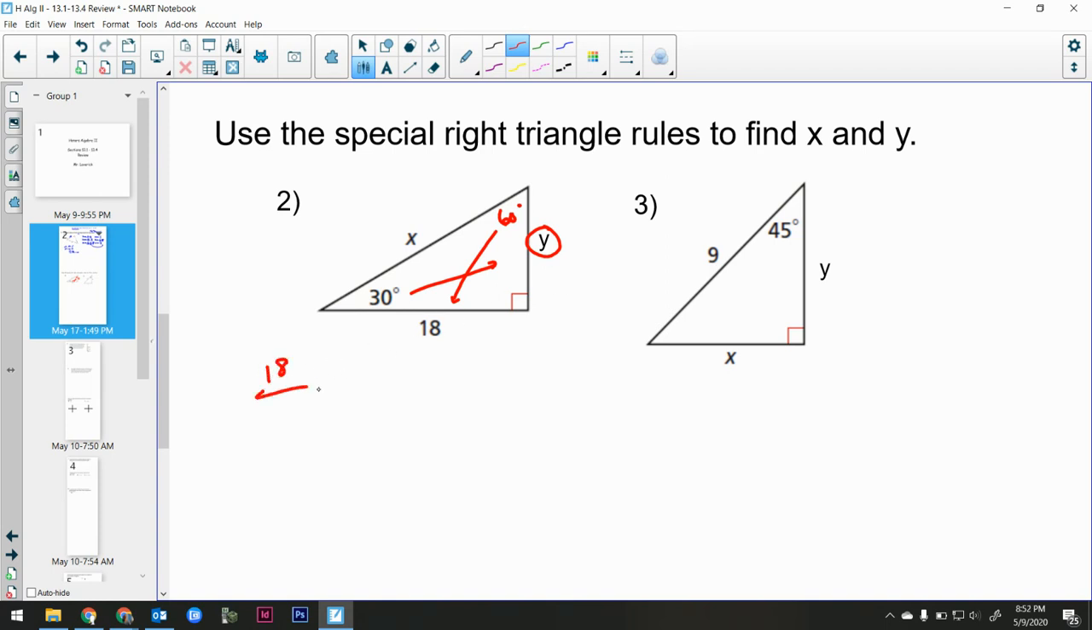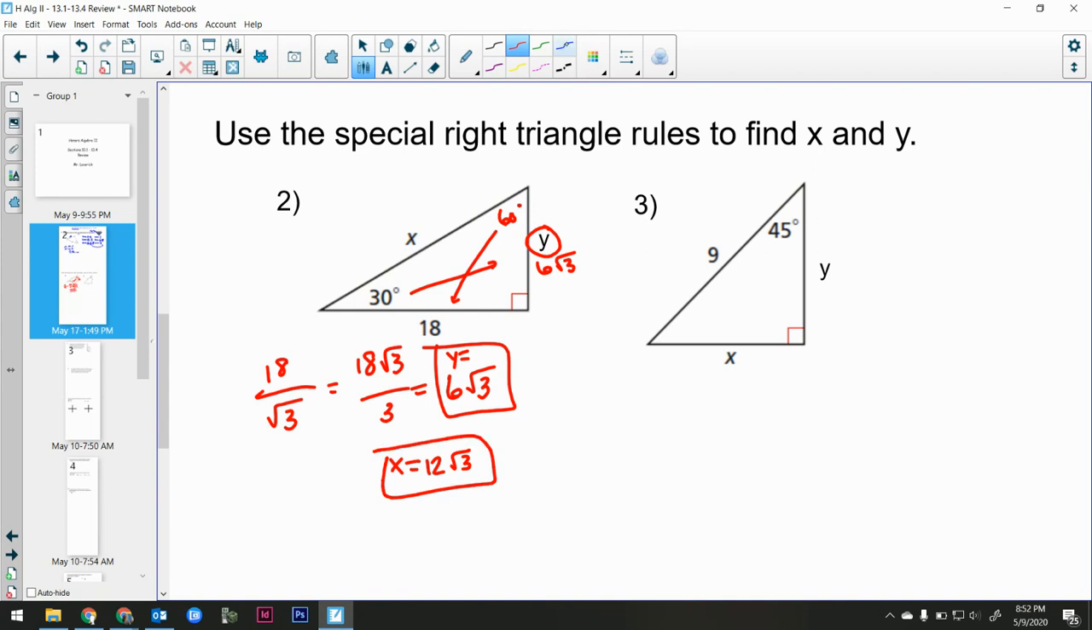So I'm going to take 18 and divide it by my radical 3, which would be 18 radical 3 over 3 when I rationalize, to make it 6 radical 3. So there's 6 radical 3. The relationship between my hypotenuse and my 30 side is double. It's the 1 to 2 relationship. So instead of 6 radical 3, y would be 12 radical 3.